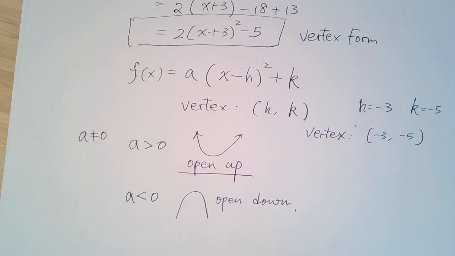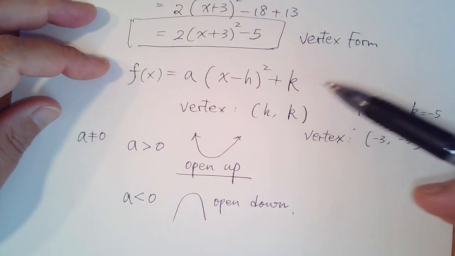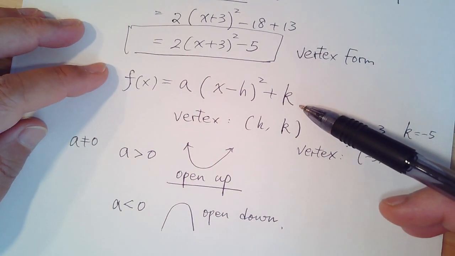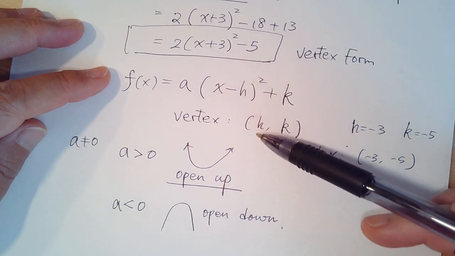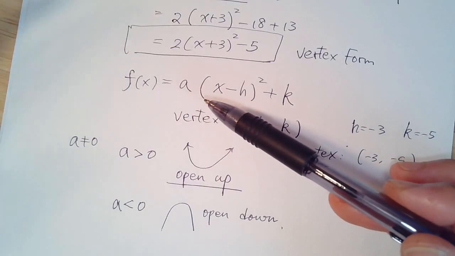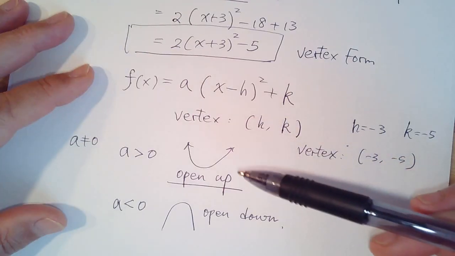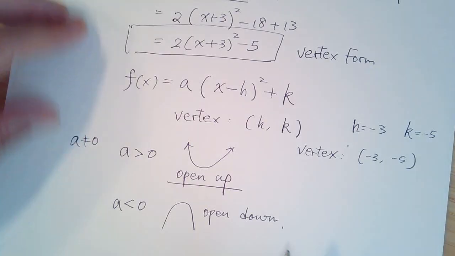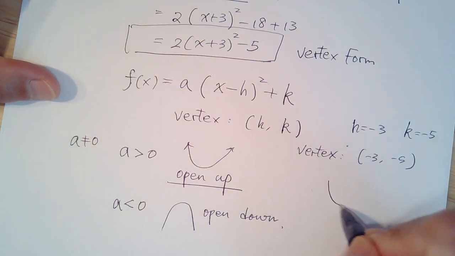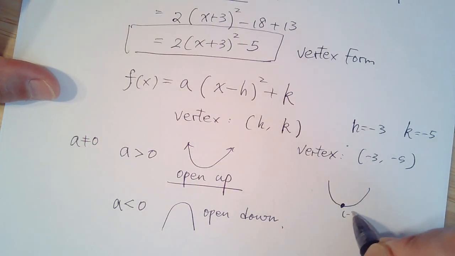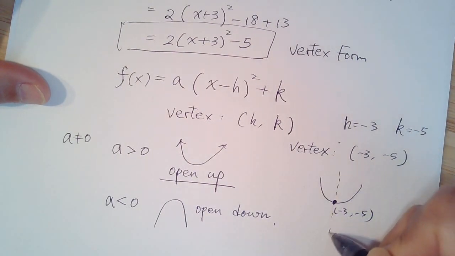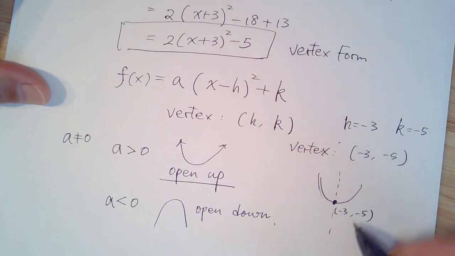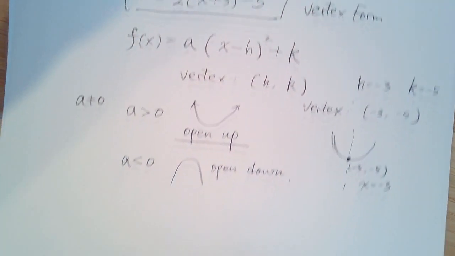Now, if we have this vertex form, we not only know the coordinates of the vertex, we also know the shape, whether it opens up or opens down. And what else would we know? Remember, the vertex here is (-3, -5). Also this graph is symmetric along this line. What is this vertical line? That is x equals -3, isn't it?